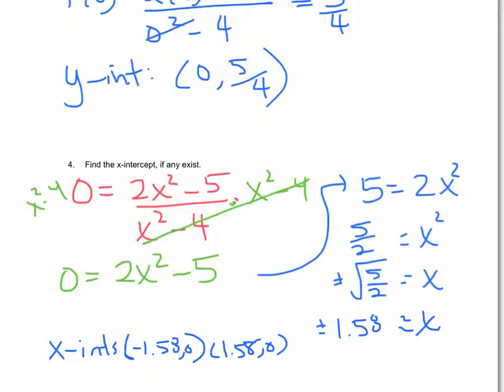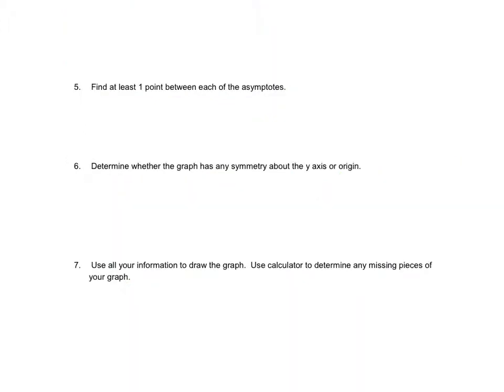All right, so let's see what we've got on a graph here. Oh, I think I have one more thing I'm going to check. Find at least 1 point in between each of the asymptotes. I think we're going to do that on the next slide to show you. I'm going to show you this on the graph.